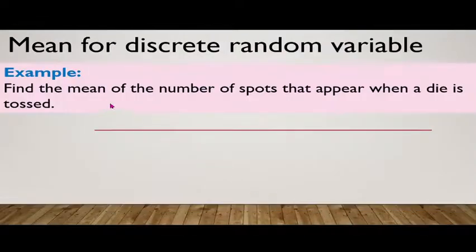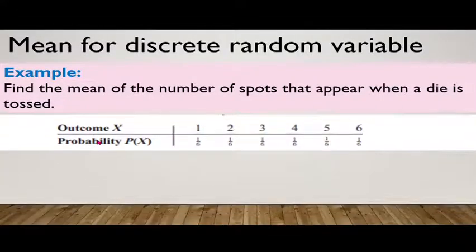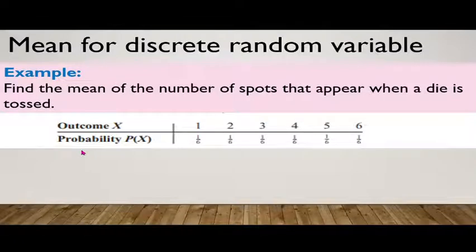Okay, so let us now have this first example. Find the mean of the number of spots that appear when a die is tossed. Okay, so let me show you the table. We need to construct a table of probability distribution.